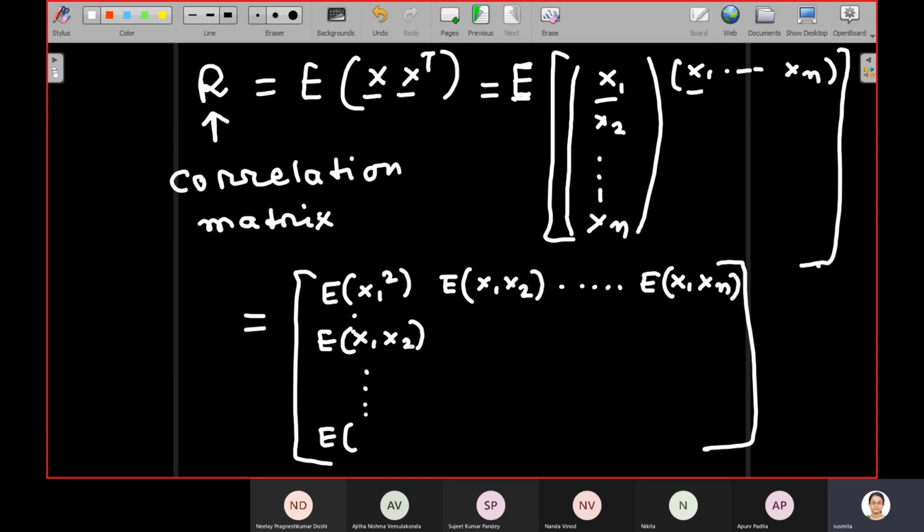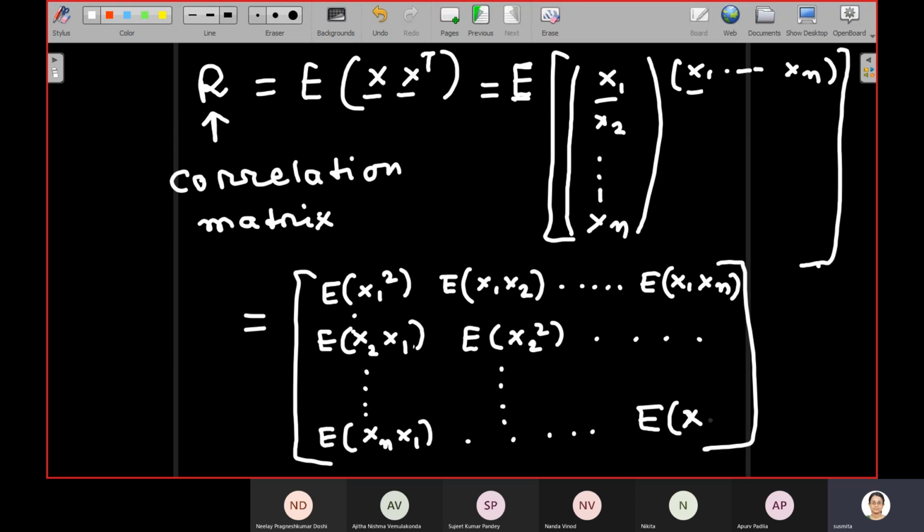Since x1 and x2 are random variables, it does not matter whether you put x2 first or x1 first. In fact, if I follow the convention, I should put x2, but both are the same. x2, x1, so xn, x1, and the same here we have x2 square, so this will continue, and then finally we get xn square. So this is the correlation matrix.